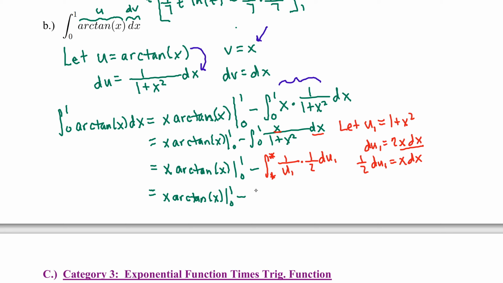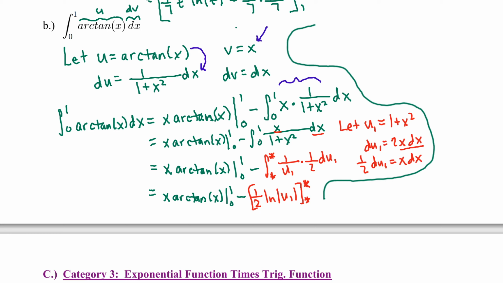And then our antiderivative is going to be minus 1/2 natural log of the absolute value of u sub 1. This is also a definite integral, but I cannot use 0 and 1. And I am not going to update the limits from x values to u values. I'm going to go back and recover my original variable. So my original variable was x.